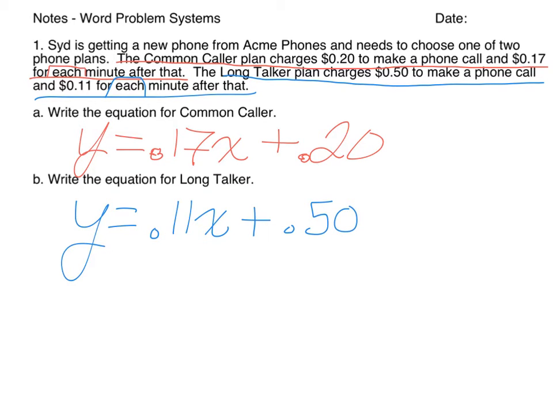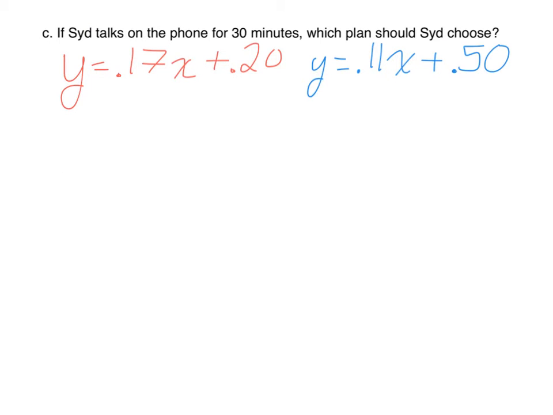All right, so once we have these two equations, answer a couple different questions. So, and this is very real life, like when you are choosing between things, these are the kinds of things that you are looking at. So if Sid talks on the phone for 30 minutes, which plan would Sid choose? So minutes here is our input, right? And we want to know the cost, which is our output. So we are just going to replace our x with 30 in each equation and compare our answers.